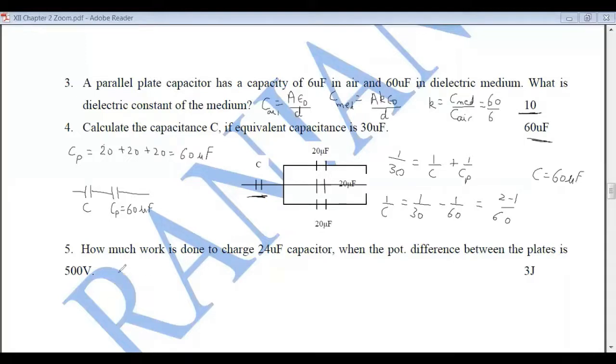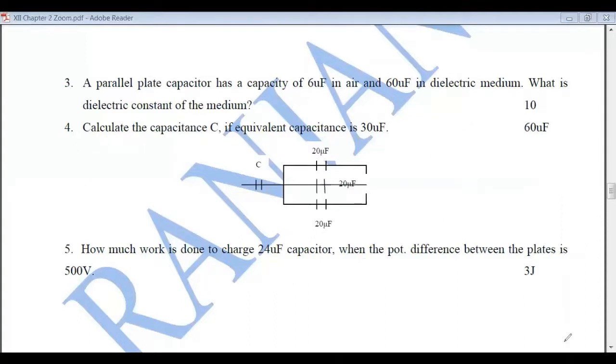Then question number 5 is how much work is done to charge 24 microfarad when the potential difference between the plates is 500 volts. This work done is equal to the energy stored in it, which is equal to half CV square. Why? Because C and V are given, and here C is equal to 24 microfarad. Micro is 10 raised to the power minus 6. V square is 500 square. On simplifying it, you get the answer to be 3 joules.